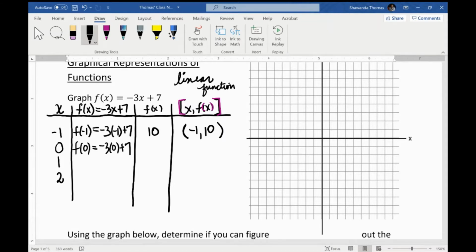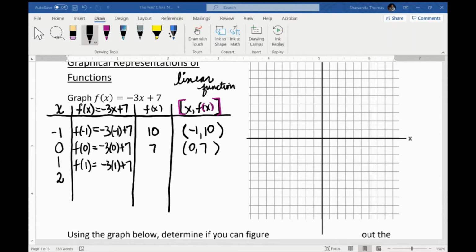7. Very nice. What's the corresponding point? 0, 7. Very nice. 0, 7. All right. Plug in a 1. You get -3 times 1 plus 7. What is f of 1 equal to? 4.